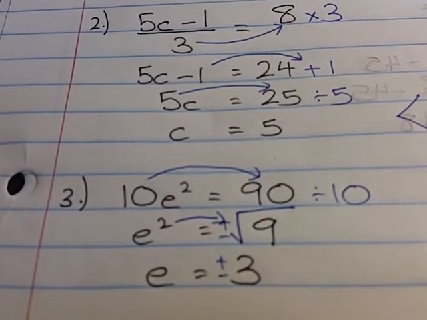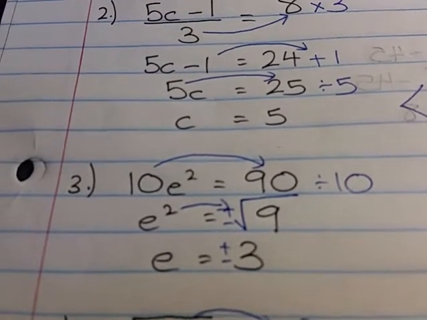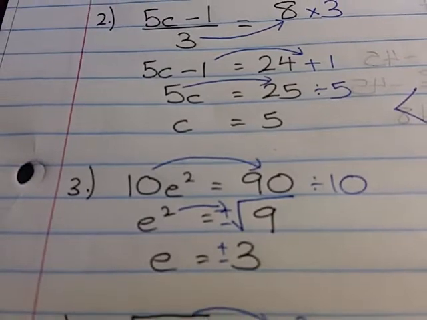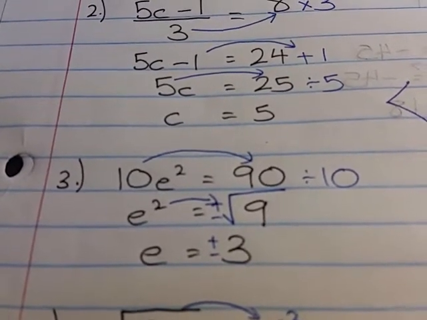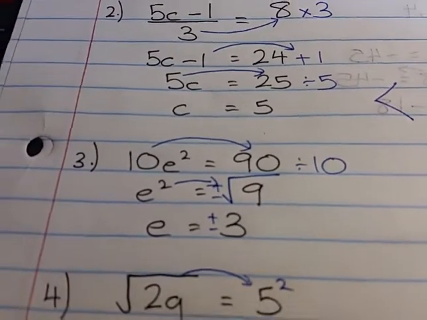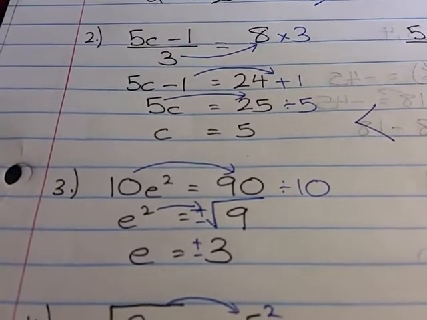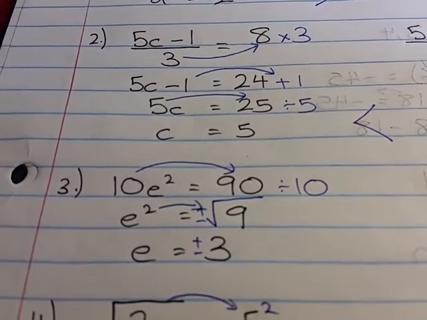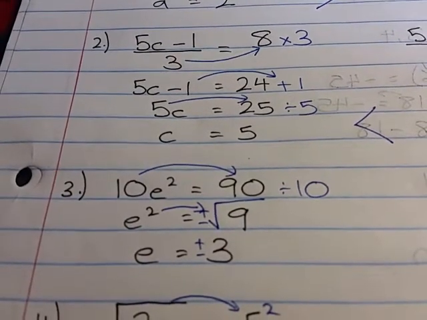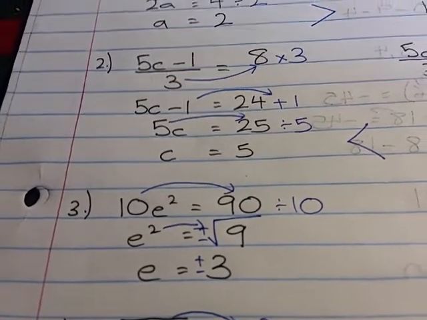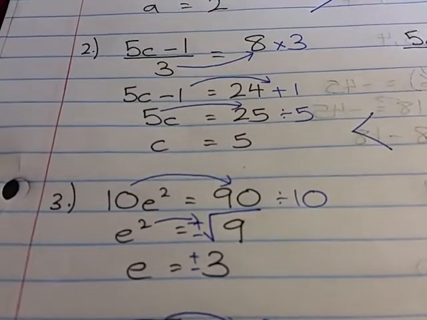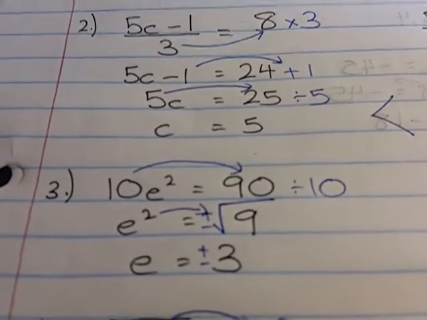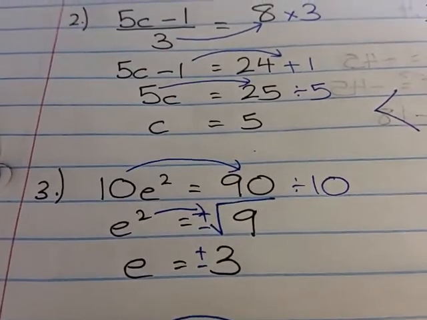10e squared equals 90. You move the 10 first. So you're going to divide by 10. So you get e squared equals 9. And then you move the square sign. The opposite of square is square root. And since you're dealing with square roots, you're going to get two answers, the positive and negative answer. So e has two answers. It's either positive 3 or negative 3.